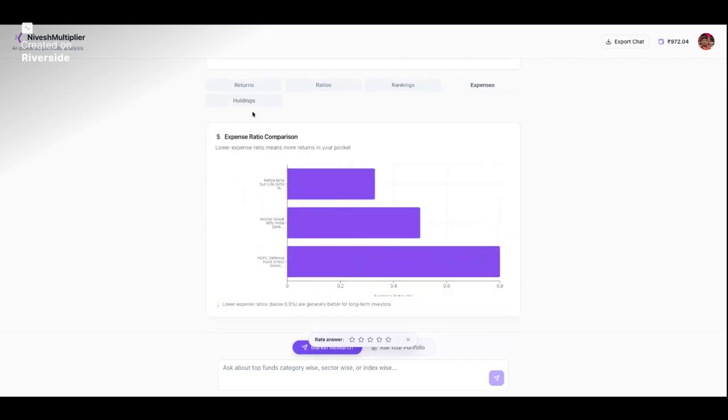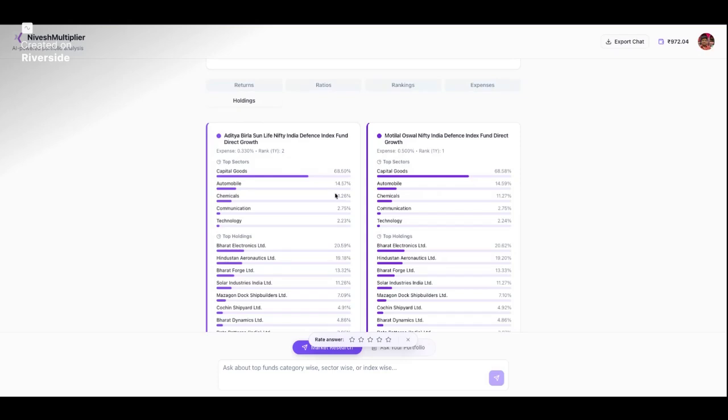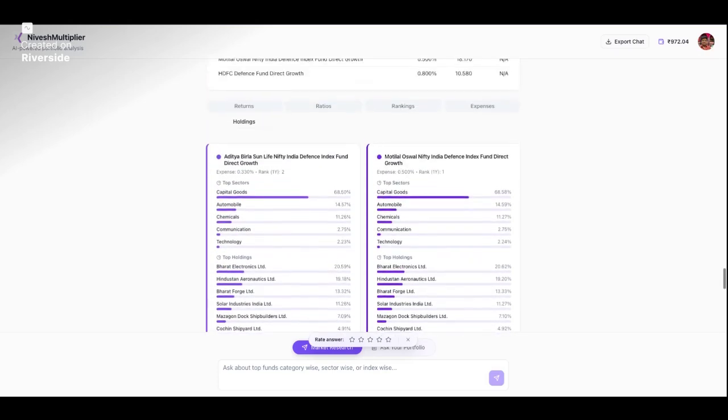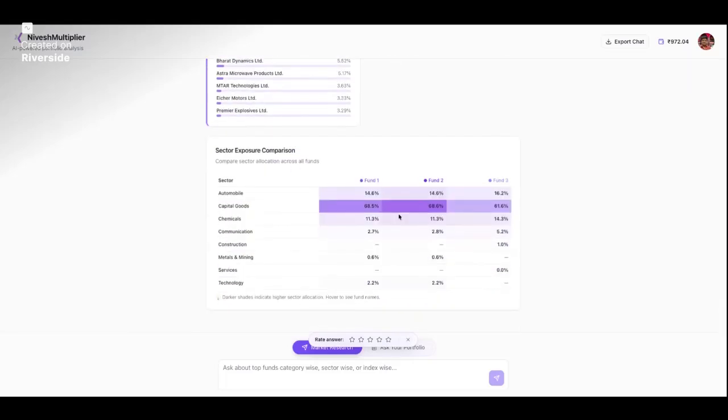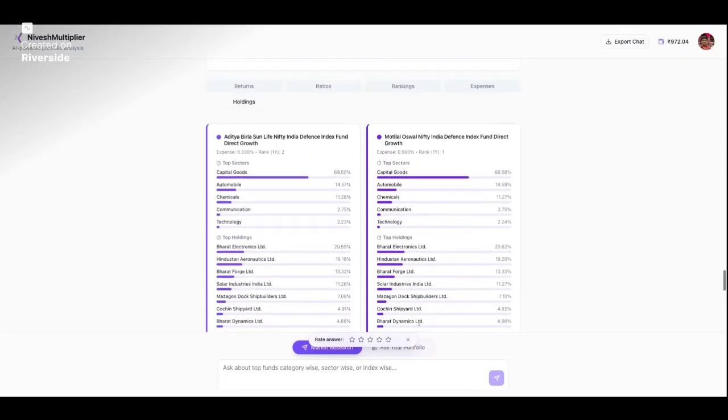We could go for the Aditya Birla India Defence Index Fund, because it has the cheapest expense ratio and the allocation looks pretty much the same. So you could ask questions related to domain as well. We asked for the best defense oriented mutual funds. We could ask a more granular question.